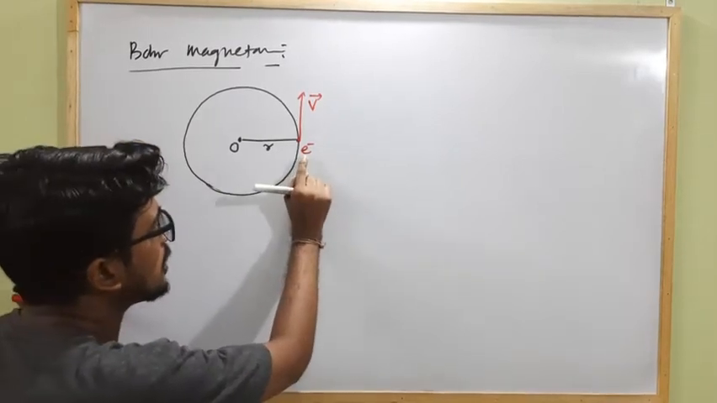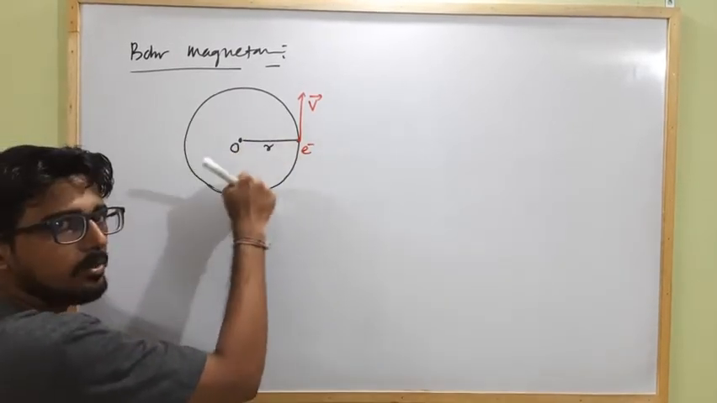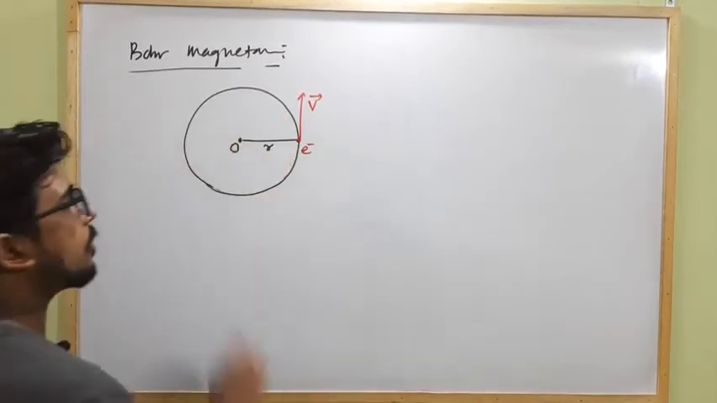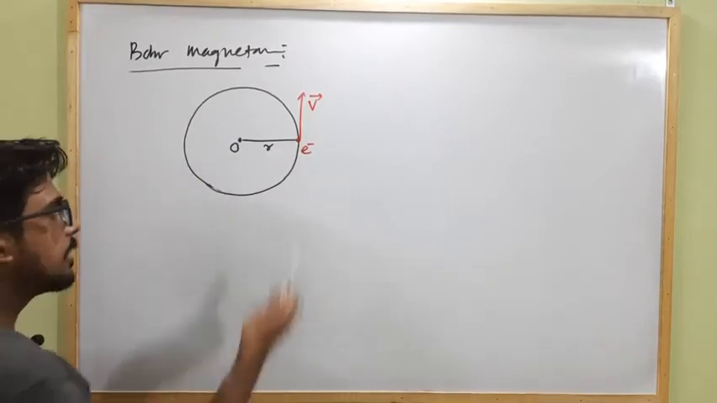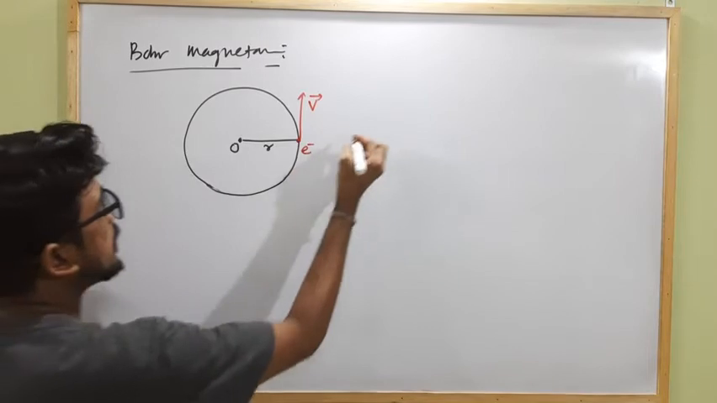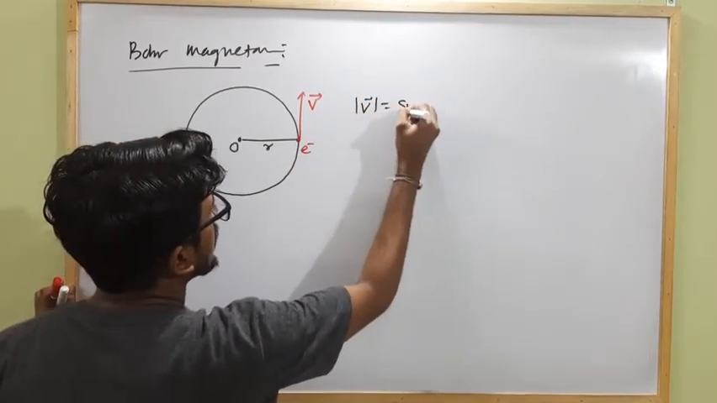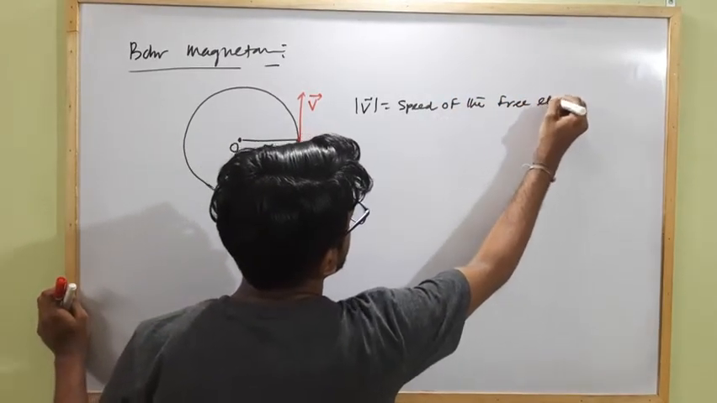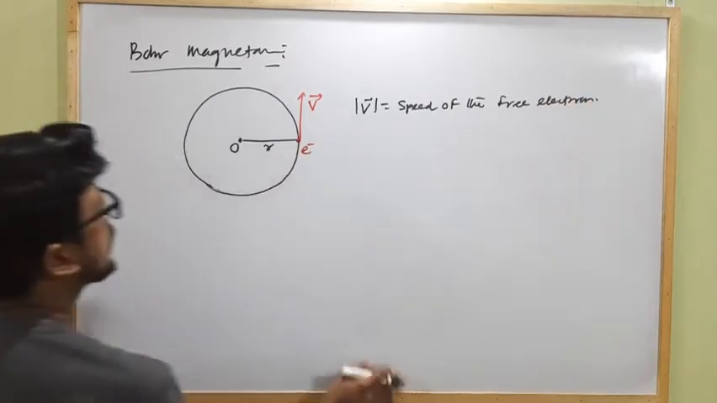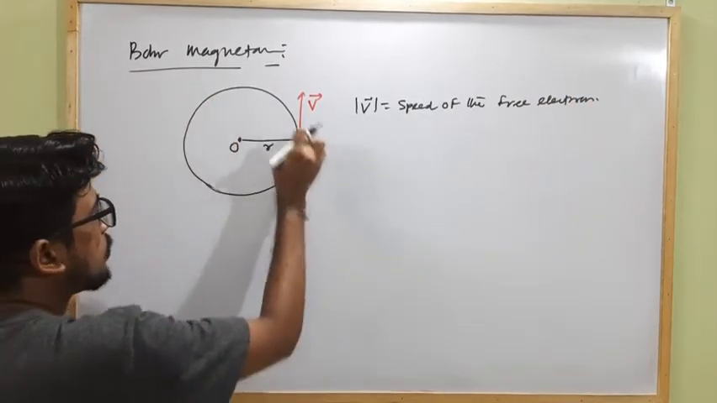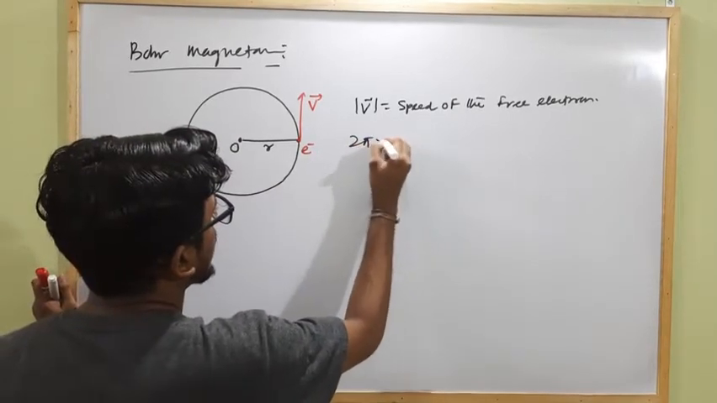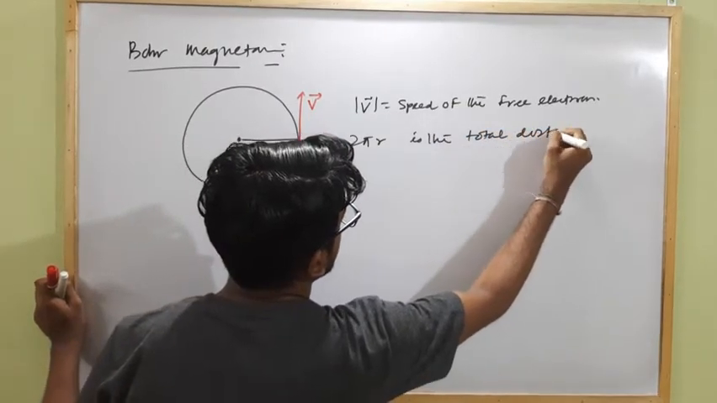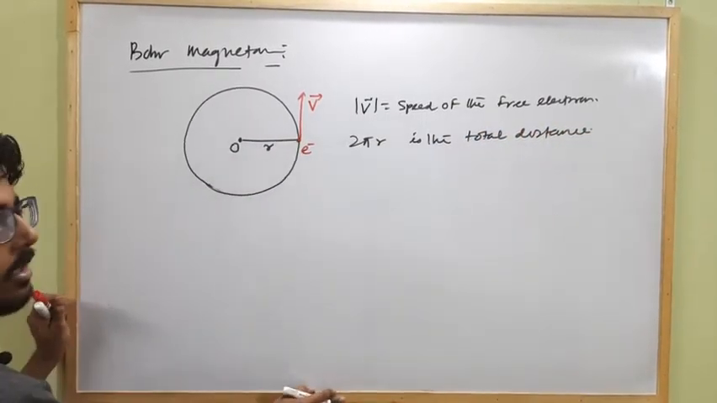As here is an electron which is revolving in a circular orbital path of radius R with velocity V, what will be the time period of the orbit of the free electron? As here is the velocity V, the speed will be how much? V mod is equal to the speed of the free electron. Okay, and the total distance to be covered by the free electron is 2 pi r, is the total distance. Clear?